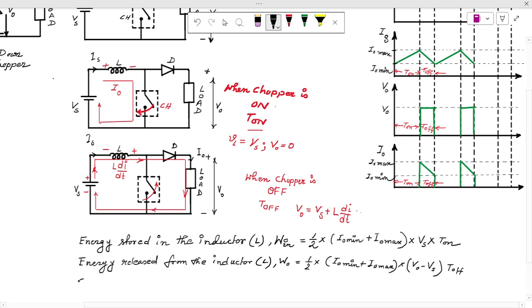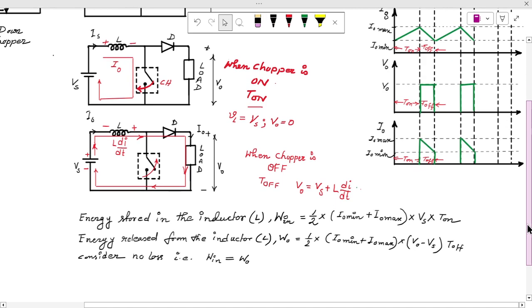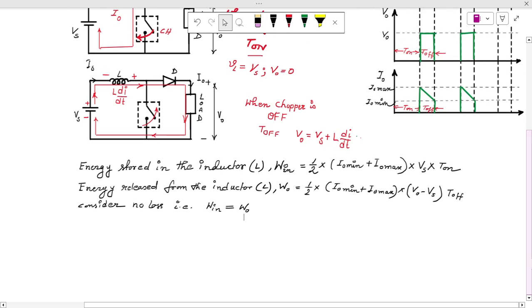And consider no loss, that is W in is equal to W naught. So it is now clear to us both are equal. So total amount of energy charged will be total amount of energy released. Both will be same. There will be no loss.